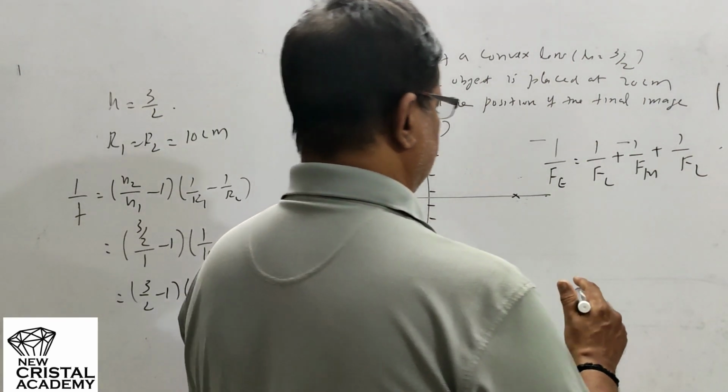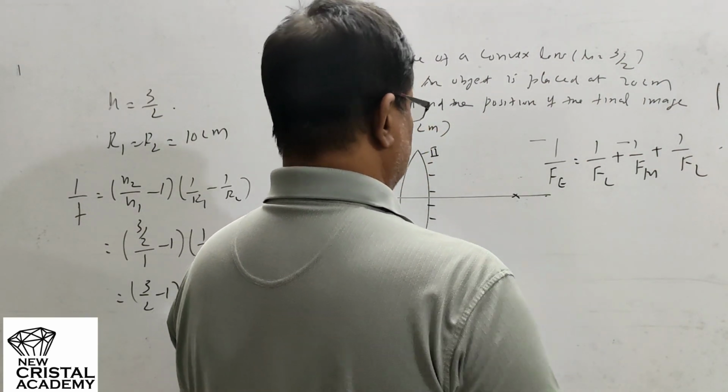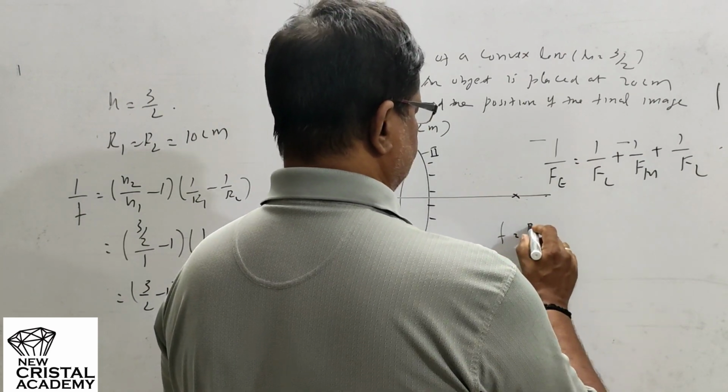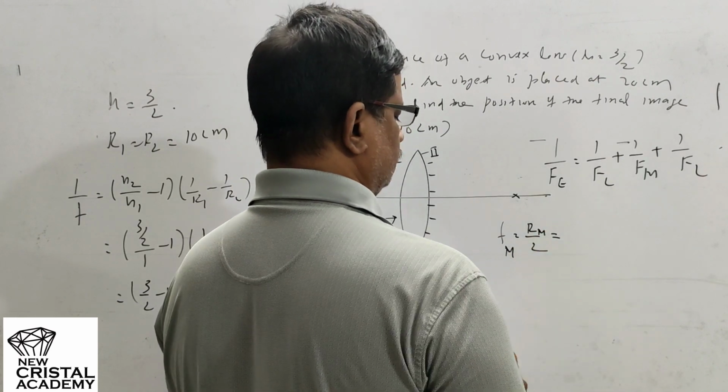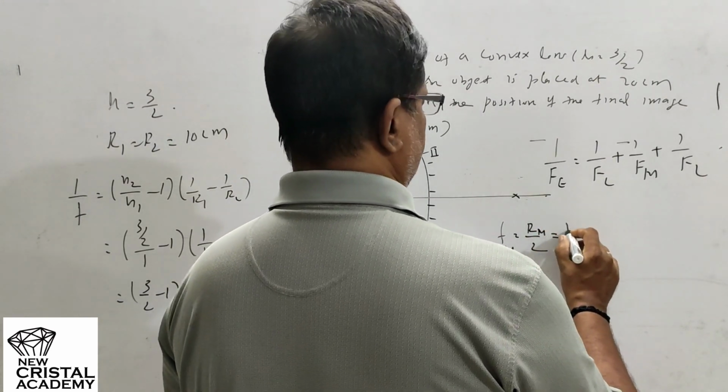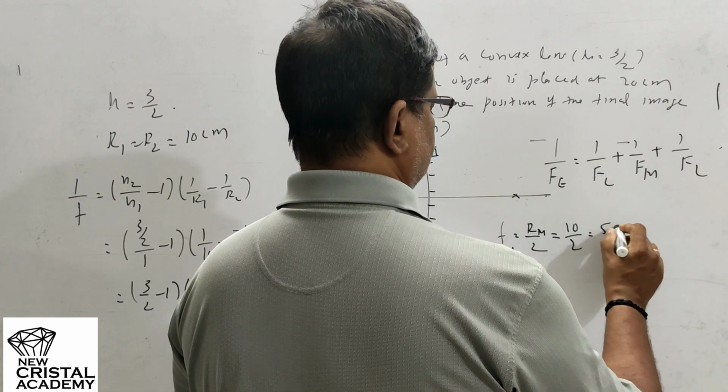Now what will be the focal length of the mirror? We know that this is a concave mirror and the focal length is R by 2. So the focal length of the mirror is equal to the radius of curvature of the mirror by 2, and the radius of curvature is 10. So this is 10 by 2, which is 5 centimeter.